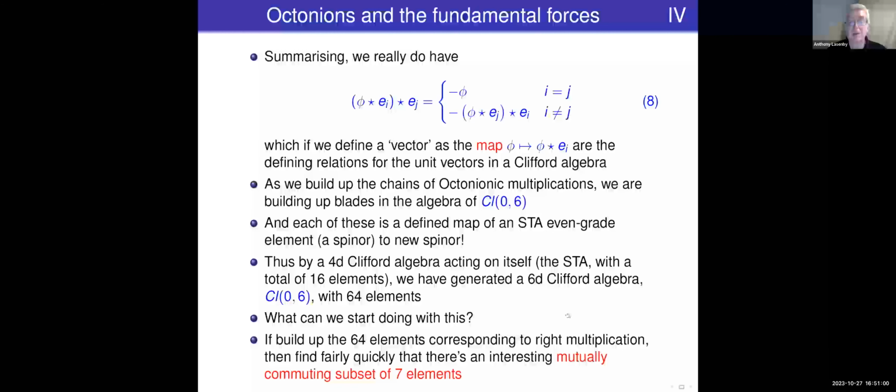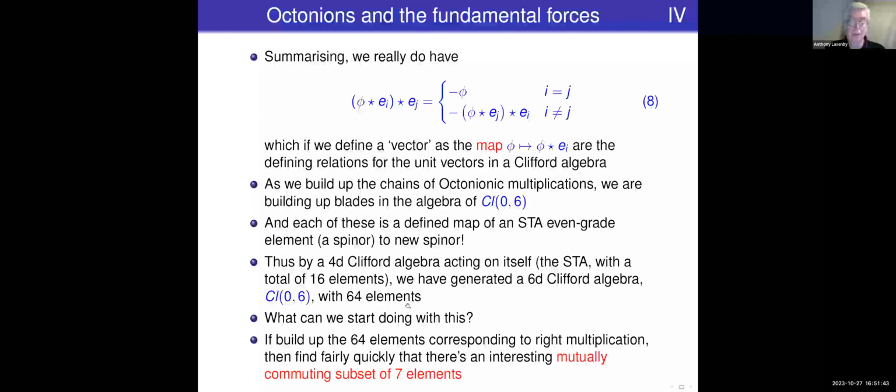You might like to look at that. So we really do have that when we put two elements on the right like this, then if they're the same, we flip the sign. Otherwise, we get that the anticommutator is 0. So these are the defining relations for unit vectors in a Clifford algebra. And as we build up the chains of these multiplications, we're building up planes in the algebra of Cl(0,6). Now, each of these is a defined map of an STA even grade element, a spinor, to a new spinor. And so we've got a 4D Clifford algebra acting on itself, the STA, with a total of 16 elements, and we've generated a 6D Clifford algebra with 64 elements.